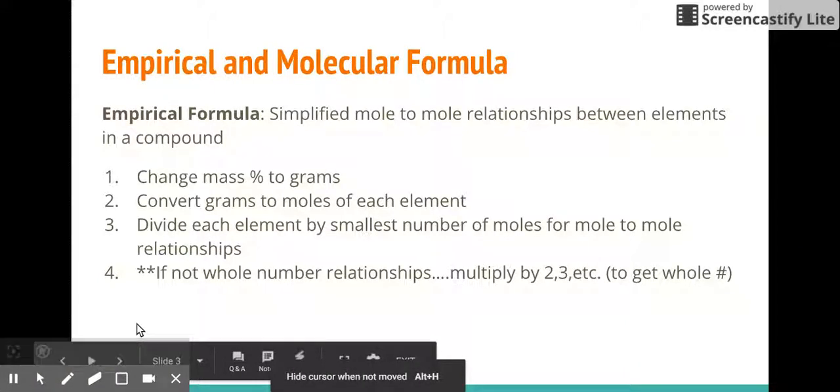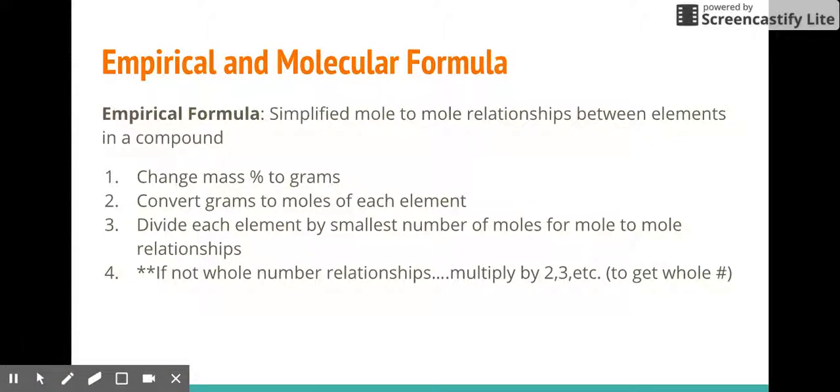Now we're moving along to empirical formula. Now, what an empirical formula is, is a simplified mole-to-mole relationship between the elements in a compound. So let's say that we get this compound, we have no clue what it is. Well, we have to do some sort of analysis to be able to determine what the chemical makeup is. So we'll take that sample and we'll burn it.